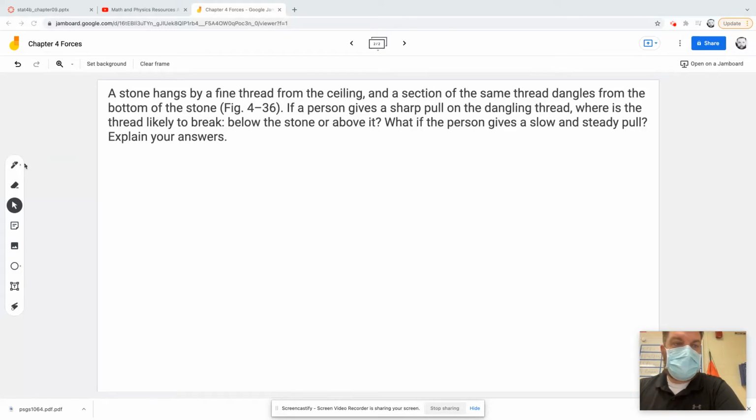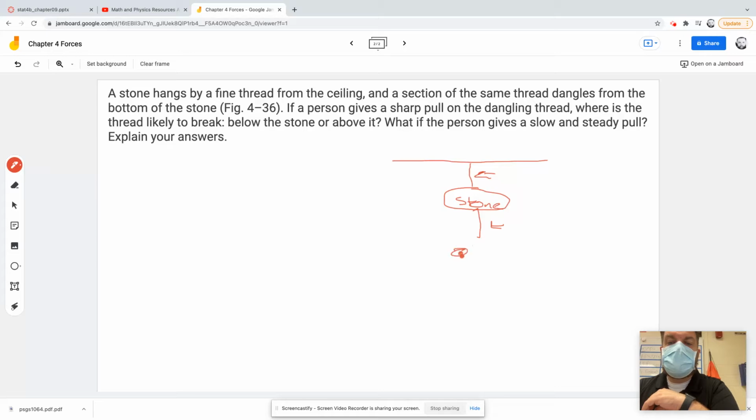So I have a ceiling, and there's a thread. Then we have this great big stone that's attached to the thread, and then we have thread underneath the stone. Perfectly drawn thread, I might add. So this is my stone. Perfectly drawn stone, I should add. And they're saying, where is this thread going to break? Is it going to break above the stone? Is it going to snap here? Or is it going to snap here?